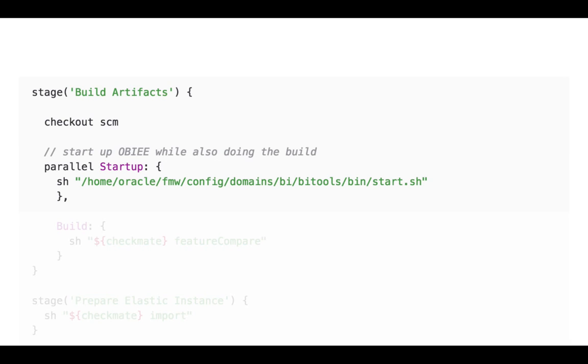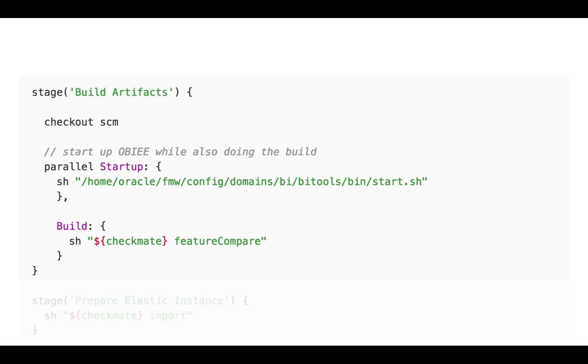Now we've declared a parallel series of steps. These things will run concurrently. In this parallel step, we're doing a startup of Oracle Business Intelligence. In 12C, if you call the start.sh script, it only starts components that aren't currently running. And if they're already running, it just leaves them alone. So it's a safe step in the process to put just to ensure that Oracle Business Intelligence is up and running.